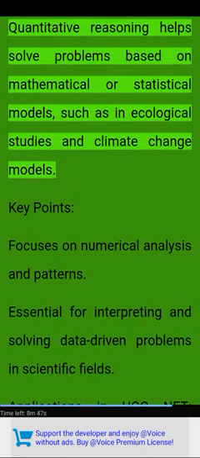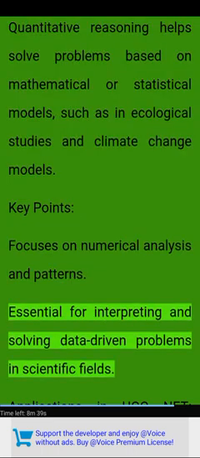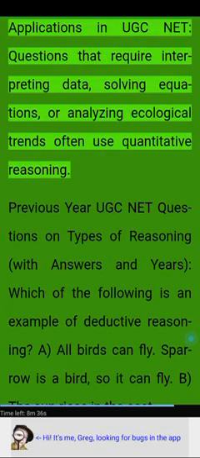Quantitative reasoning helps solve problems based on mathematical or statistical models, such as in ecological studies and climate change models. Key points. Focuses on numerical analysis and patterns. Essential for interpreting and solving data-driven problems in scientific fields. Applications in UGC NET. Questions that require interpreting data, solving equations, or analyzing ecological trends often use quantitative reasoning.